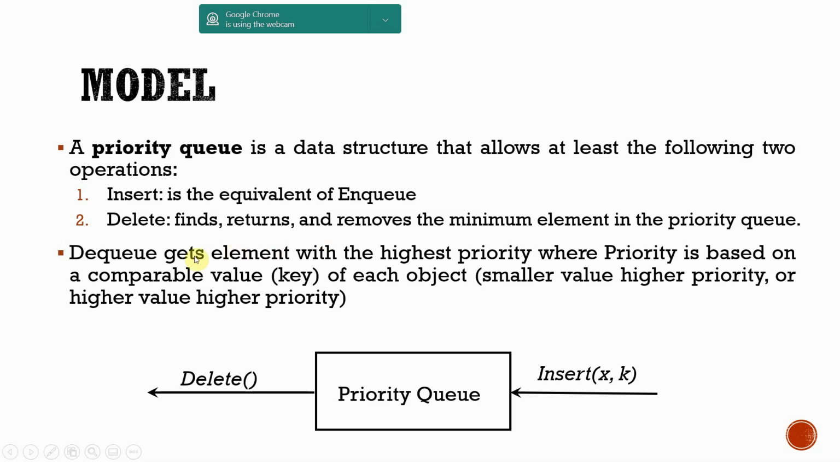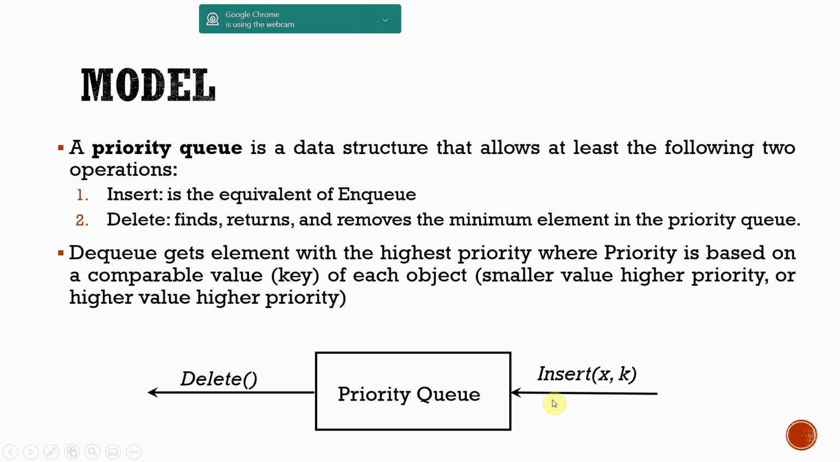So a dequeue gets the element with the highest priority, where priority is based on a comparable value, right? So the priority that we assign to every element is based on a comparable value. What does that mean? It means it's something that we can compare. It's either a number or a character that we can figure out very easily which one is bigger, which one is smaller. It can be either a smaller value, higher priority, or higher value, higher priority.